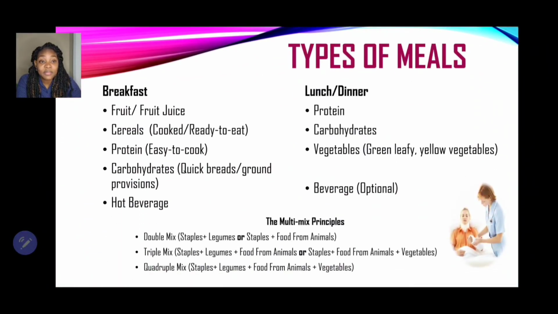Now, let us look at some sample meals for convalescents. But before we move to the sample meals, we're looking at the components of a breakfast. We have the fruit juice. Next, the cereals, which can be cooked or ready to eat. Protein that is easy to cook and also easy to digest in the case of a convalescent. Carbohydrate, we should limit that amount. And also a hot beverage. As it relates to the format of a lunch or dinner, you have your protein, your carbs, and your vegetables, and your beverage is optional.